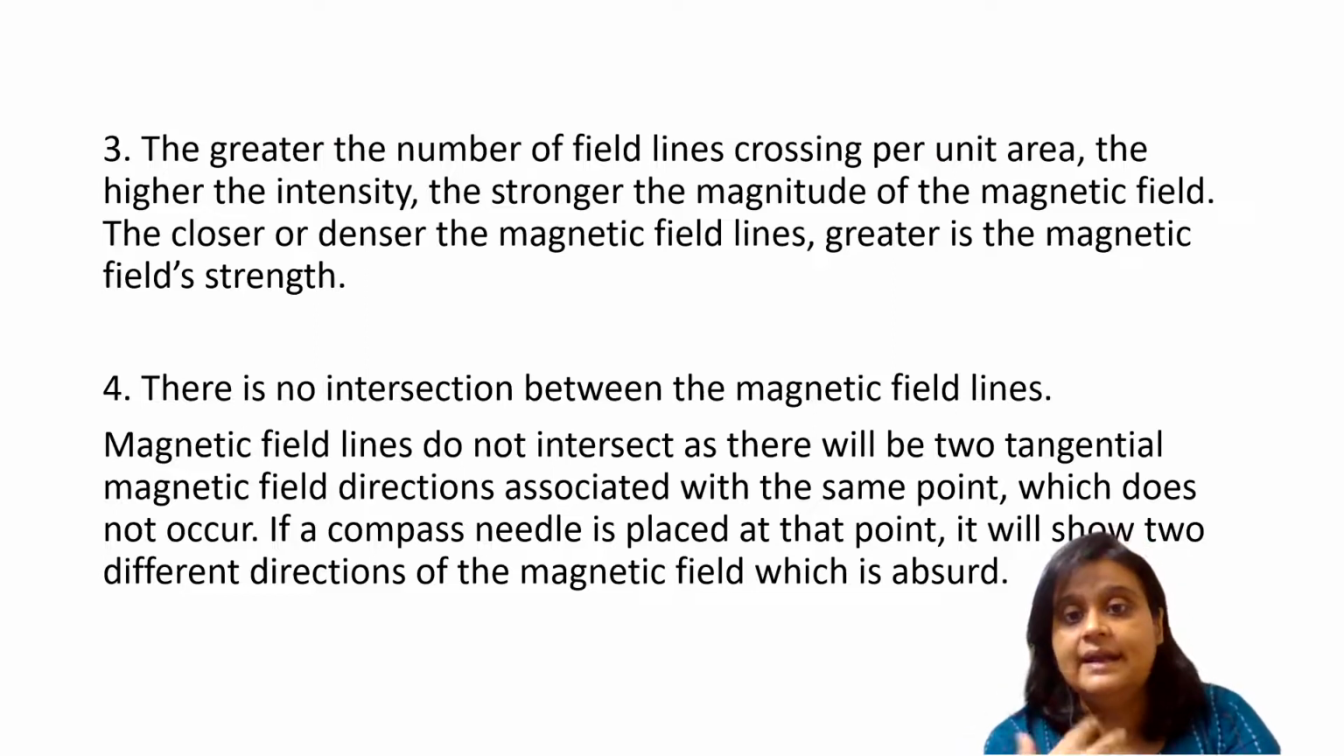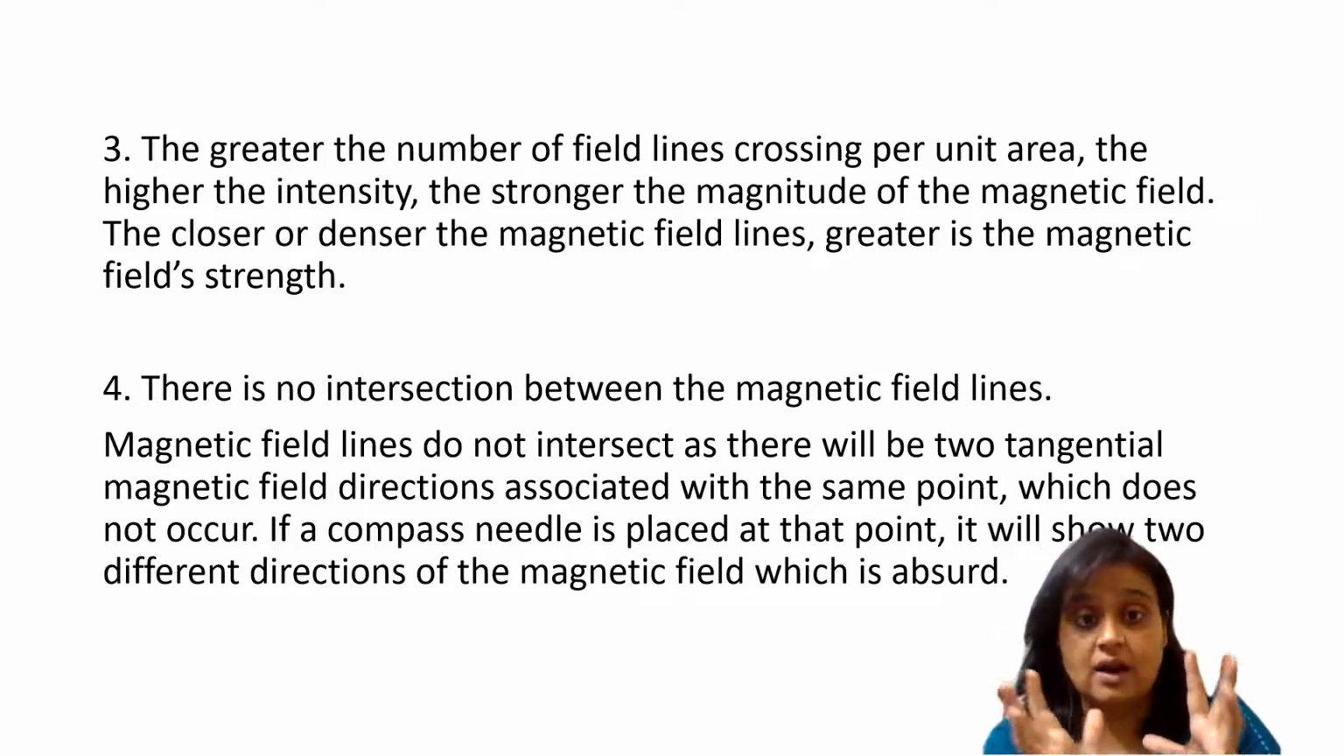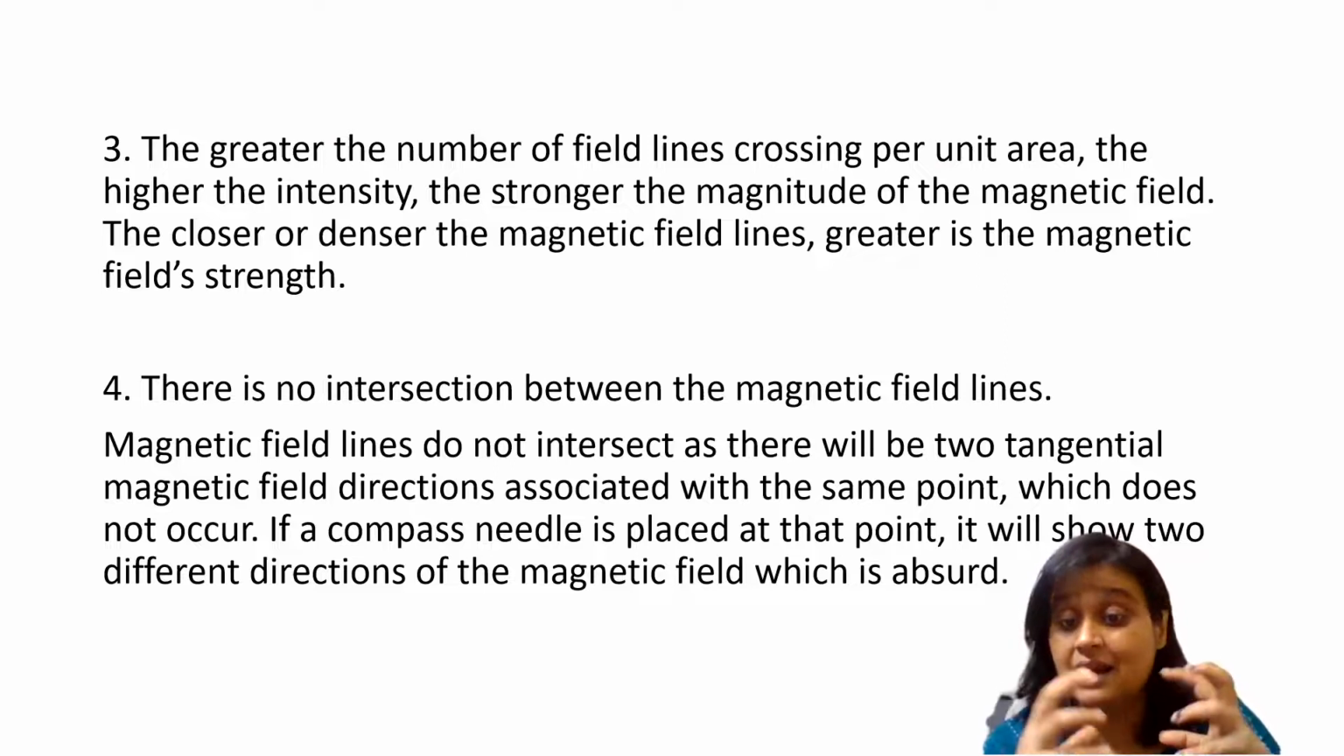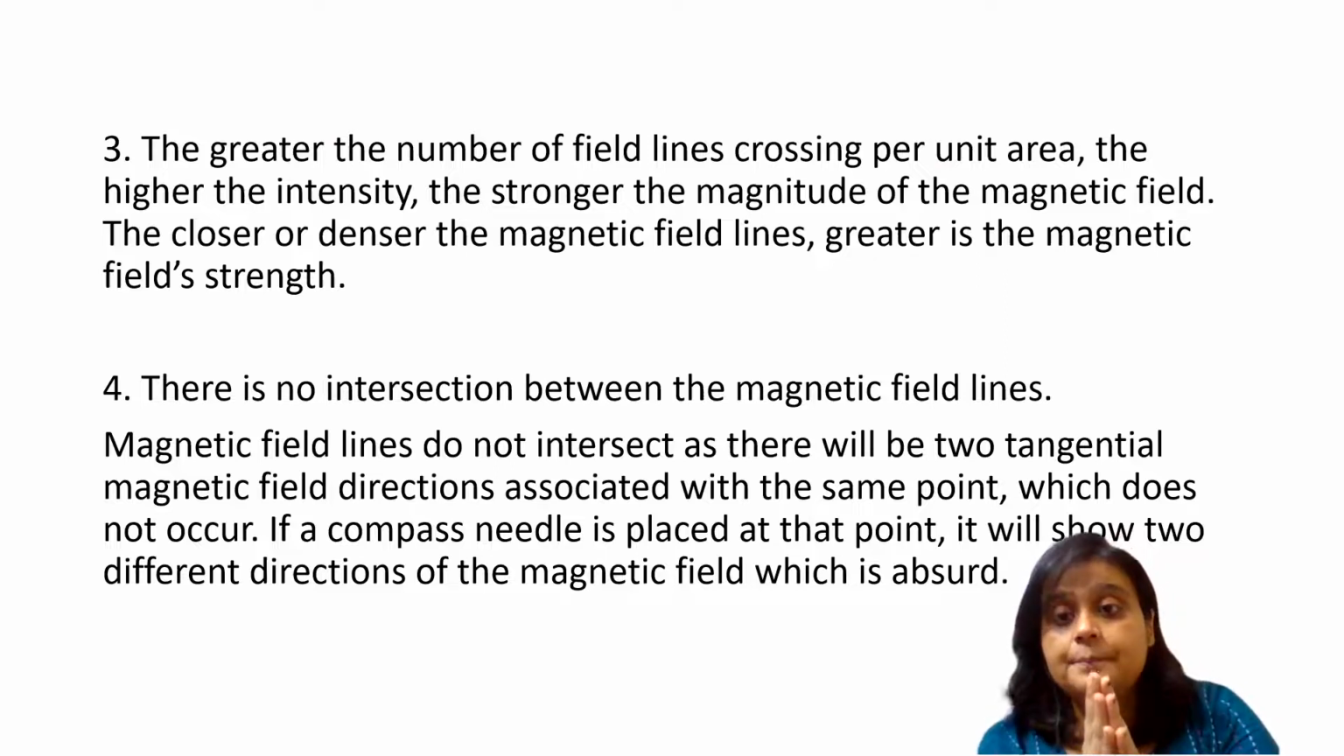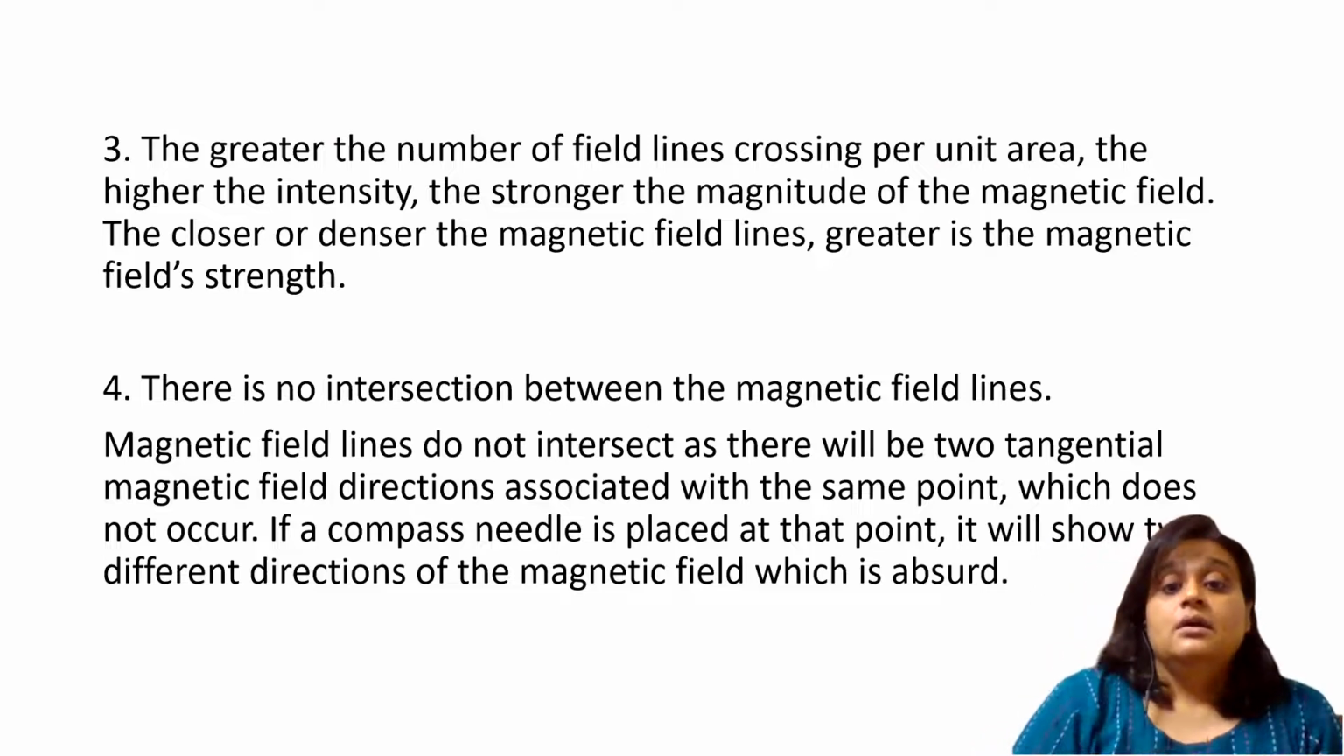The third one, the greater, that I told you, जितनी ज़्यादा crowded, जितनी ज़्यादा denser lines होंगी, it means the magnetic field is as strong as the magnet is. जितनी कम होंगी, वो उतना weak आपका magnet है.